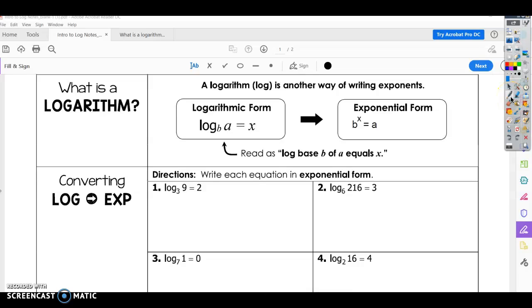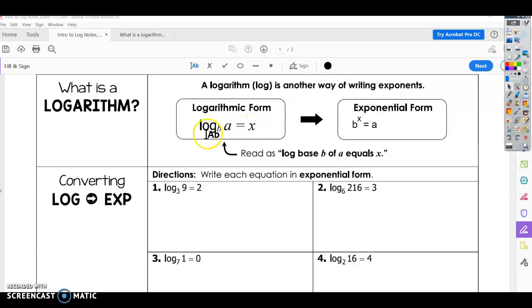Today we're going to talk about logarithms. So what is a logarithm? We've talked about exponential functions, and a logarithm is the inverse of an exponential function. By definition, a logarithm is another way of writing an exponent.